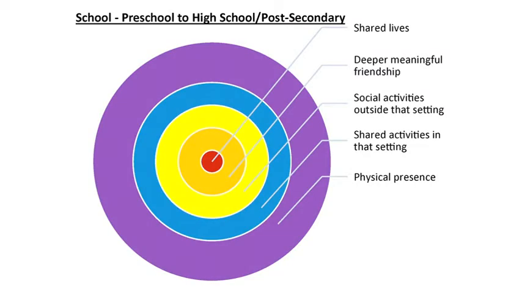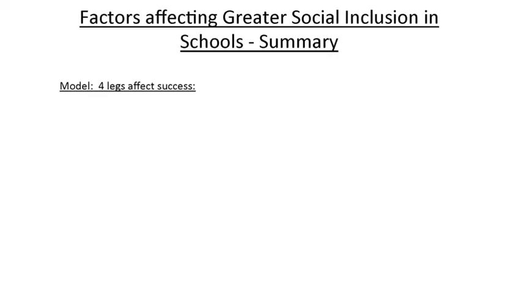So, Luana Meyer summarized the factors affecting greater social inclusion in schools, and she used a model of a table with 4 legs. If one of the legs is off, there's something missing. If you've got all 4 legs working, you've got more inclusion. So she found these were the 4 legs: the child's repertoire, not necessarily their level of disability, but their repertoire in terms of being social.